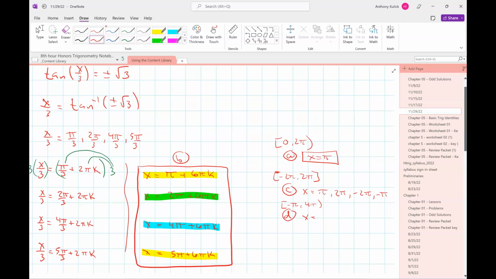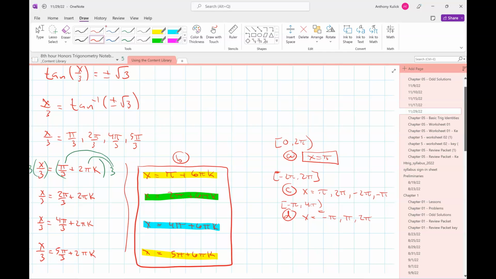Now if I go negative pi to 4 pi, well, I have negative pi that fits. I have pi that fits. I have 2 pi that fits. But if I try to do any other one, I can get to 4 pi, but that's not included because it's a parenthesis. So that's it. It's just those 3. Any other values of k are going to give me something either too big or too small. That feel okay? Better, yeah.